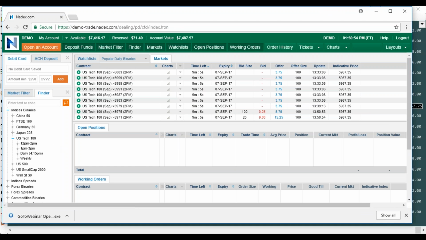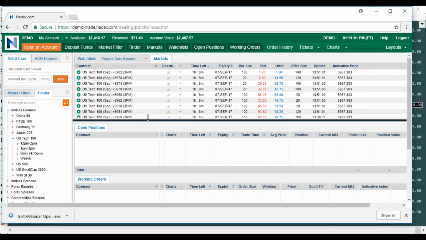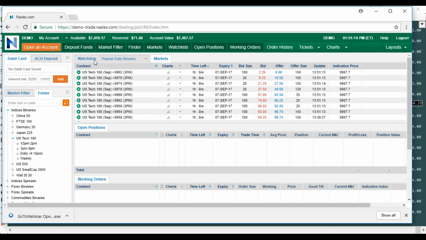Okay, so let's just use a basic example here. All right, so what do we see right here? We have open positions, right? And we have working orders. Okay, so this is a demo platform. This is not a trade recommendation. I'm not calling out a trade. This is strictly for educational purposes to show you entering and exiting orders. All right, everybody understand that?